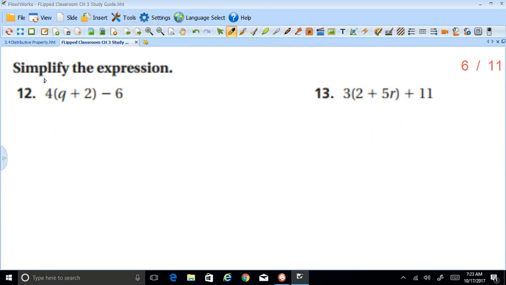Number 12, we're just simplifying it. So here we go. First step, you always have to distribute. If you have to do that first, always distribute first. 4 times q is 4q, plus 4 times 2 is 8. And then we have just a minus 6.